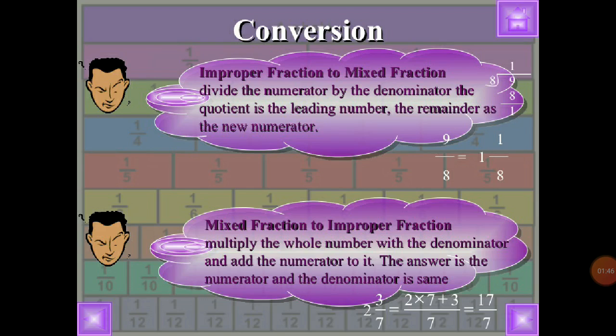Now, mixed fraction to improper fraction. Here the question is 2 integer 3 by 7. Multiply the whole number with the denominator, that is 2 multiplied by 7, and add the numerator to it, that is 3. The answer is the numerator, and the denominator stays the same. That means 2 multiplied by 7 is 14, plus 3, upon 7, that means 17 upon 7.